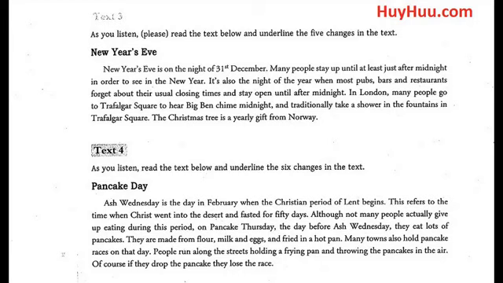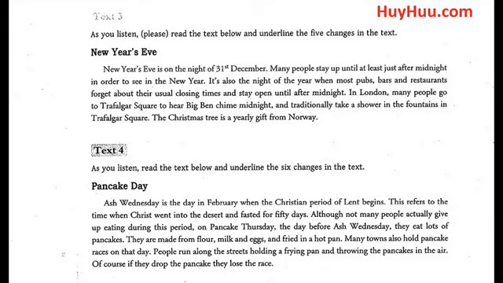New Year's Eve. New Year's Eve is on the night of the 31st of December. Most people stay up until at least after midnight in order to see in the new year. It's also the night of the year when most pubs and restaurants forget about their usual closing times and stay open until after midnight. In London, thousands of people go to Trafalgar Square to hear Big Ben chime midnight and traditionally take a shower in the fountains in Trafalgar Square. The Christmas tree is an annual gift from Norway.